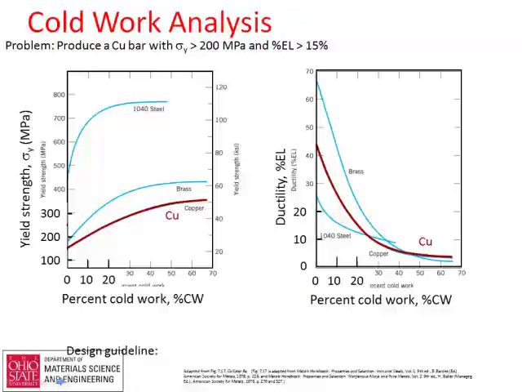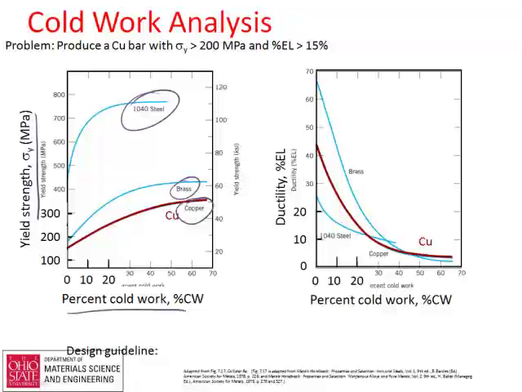So there's a bunch of problems you can do with this. What you end up seeing, here's yield strength as a function of cold work. Copper is pure. Brass is an alloy, therefore it's stronger. 1040 steel is 0.4% carbon, even stronger yet for a bunch of reasons. But for all of them, as you put in more and more cold work, the strength goes up.